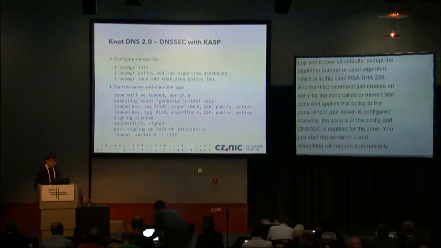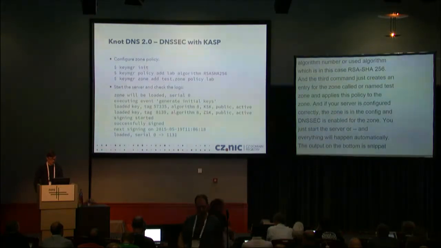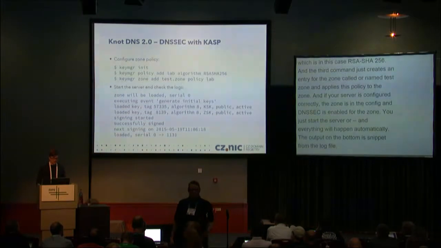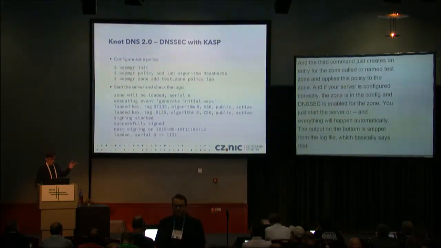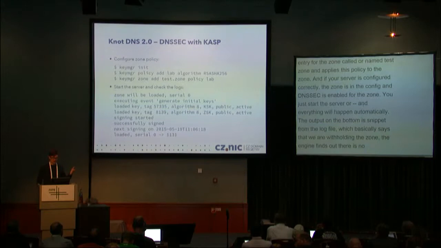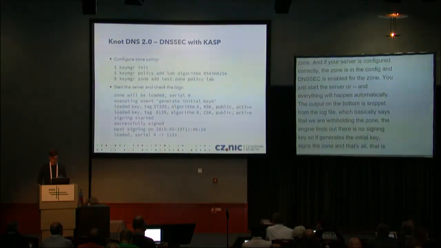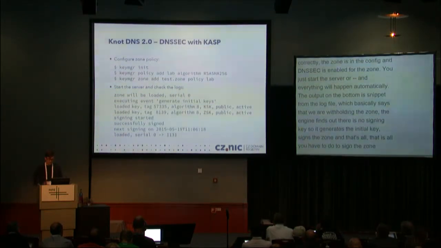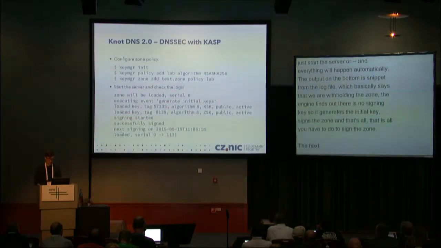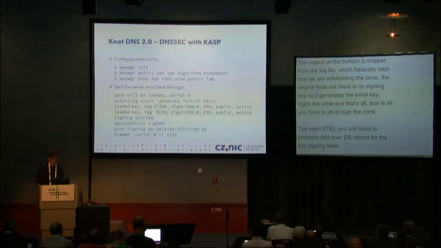The output on the bottom is a snippet from the log file, which basically says that we are reloading the zone. The engine finds out that there's no signing key, so it generates the initial keys, KSK and ZSK, signs the zone, and that's all. That's all you have to do to sign the zone. The next step you will do is probably to add your DS record for the key signing key to the parent zone, but at the moment you have to do it manually.